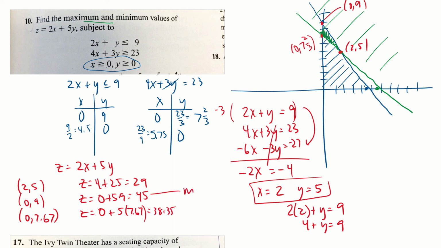So there's my max at the point 0, 9, and there's my min at the point 2, 5. Okay, so there we go. That one's, you find the big picture, find the feasible region, find the corners, and substitute them into my objective function. Go from there.